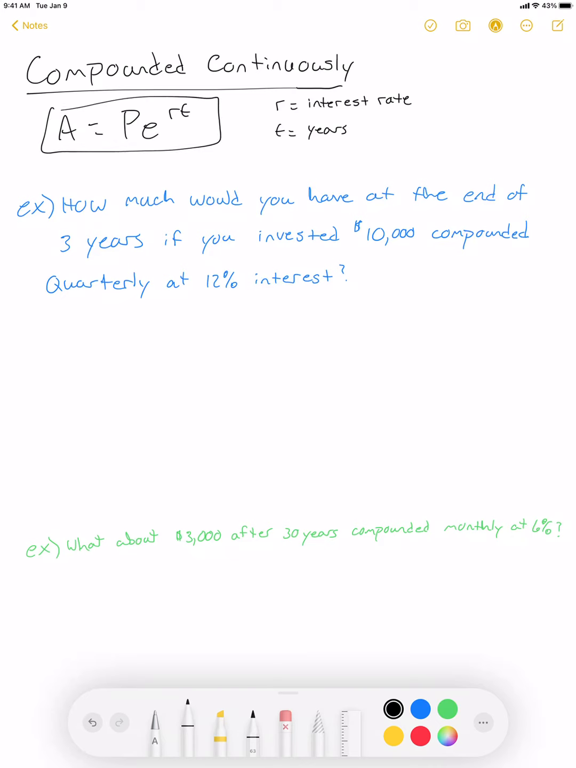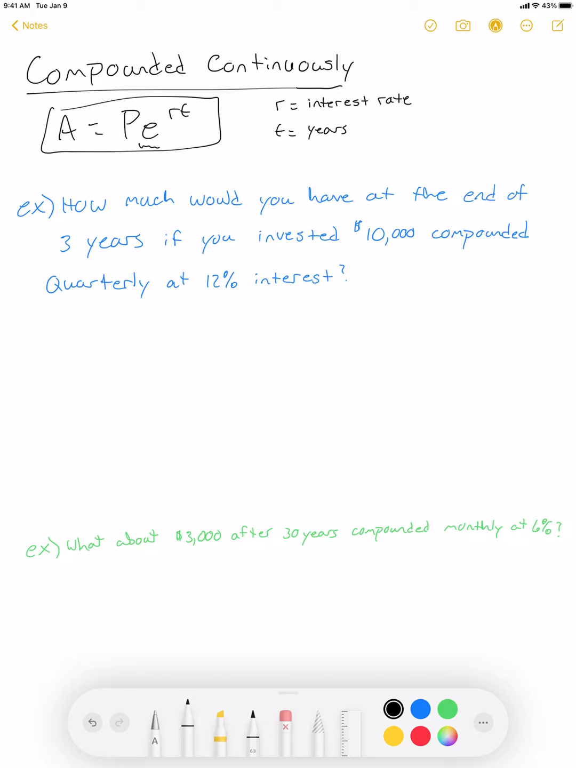So P-E-R-T. So E, remember, is that natural number e, kind of like the natural log, which is log base e, similar to pi. So it's a natural number and it's found in your calculator. And what we're going to do is use this to go ahead and do our calculations. So it's going to be very similar. So same two problems. Let's look at some of the differences here.